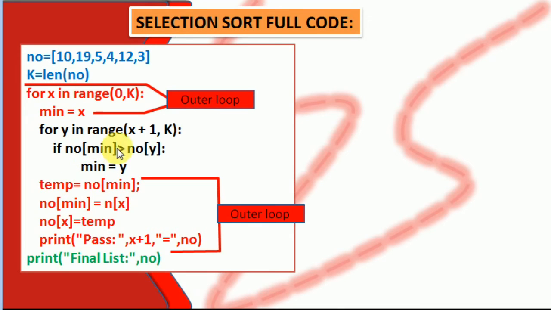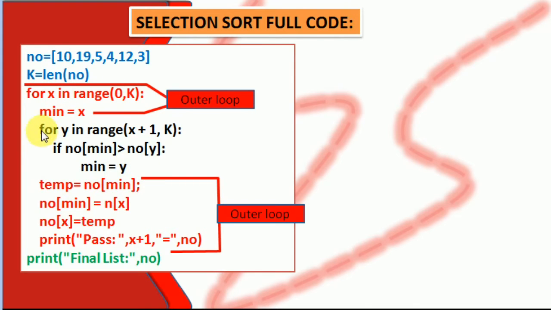NO of min greater than NO of y. Means all the values using this y. This is also an index value. NO of y is going to check every value with NO of min. If the NO of min value is greater, it overrides the index value with the current value of y. And y always starts from x plus 1. That means if x is 0, y is 1, then 2, then 3, like this. It is 4, it is 5. X is 0, then it is 1.